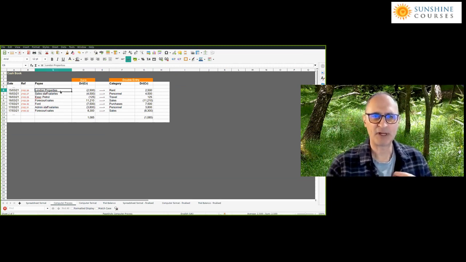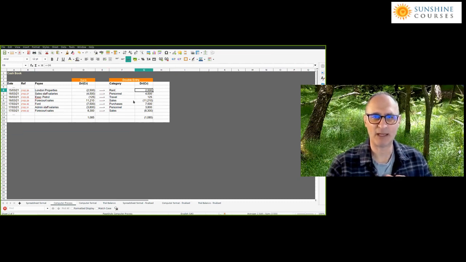So the first entry, it goes through, and because we've entered London properties as rent, the computer said, I'm going to credit bank because we told it it was a payment or a credit. And the other side, the double entry is rent of £2,500.